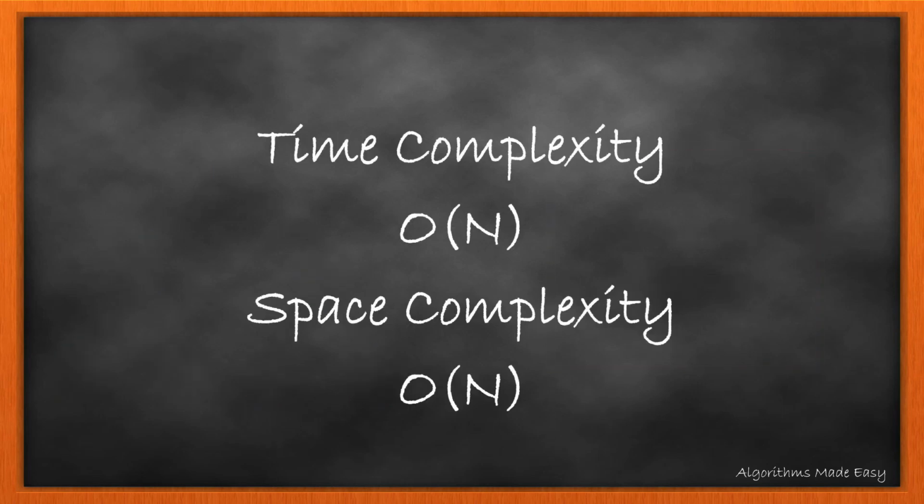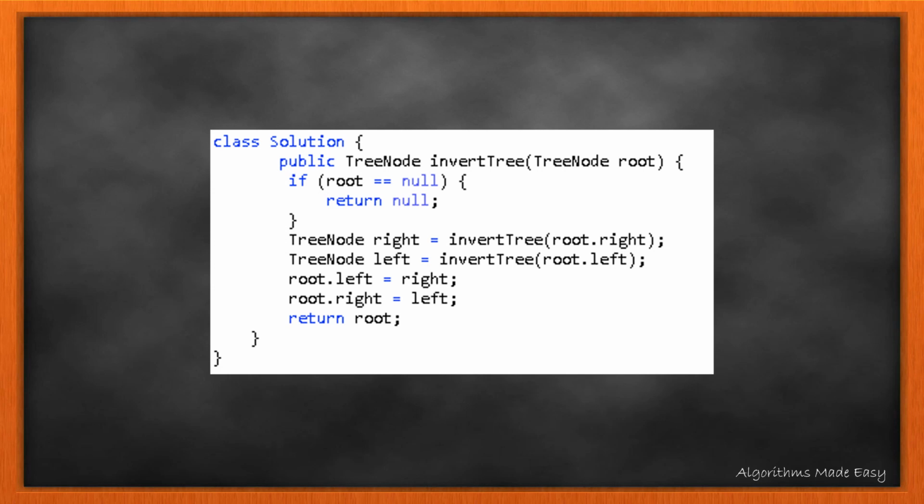The time and space complexity for this algorithm is O of n, where n is the number of nodes present in the tree. Here's the code snippet. Also, check out the link to the Java code in the description below.